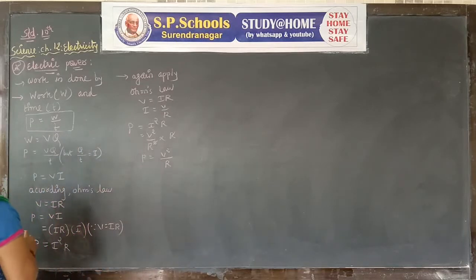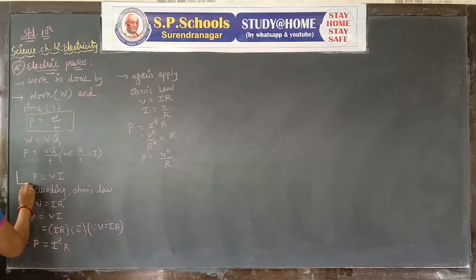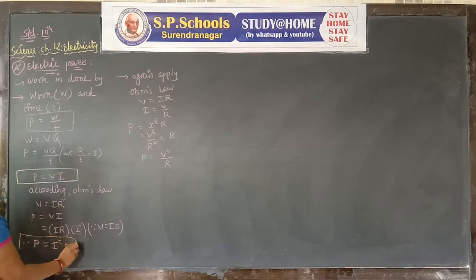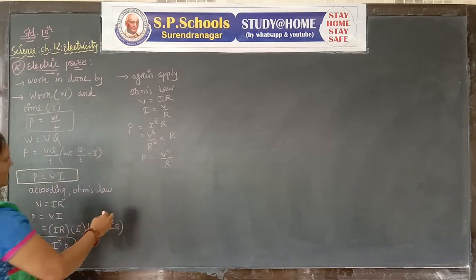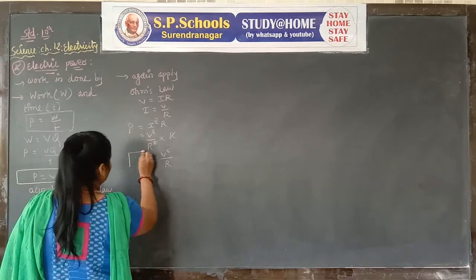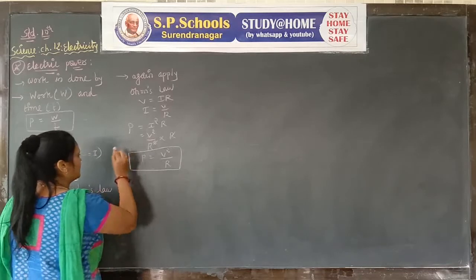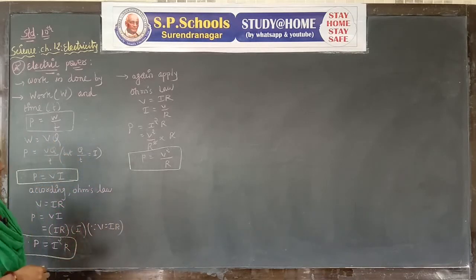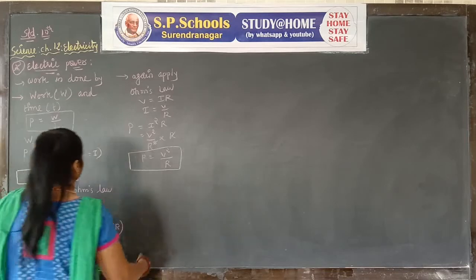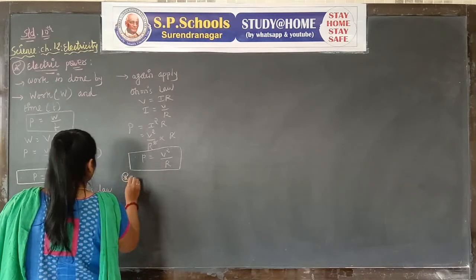All three formulas, P is equal to VI, P is equal to I square R, and P is equal to V square upon R, are important for finding the power. P is equal to VI, P is equal to I square R, and P is equal to V square upon R. So the unit of power is watt.